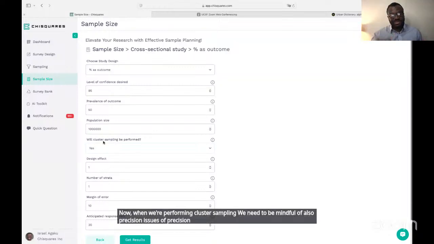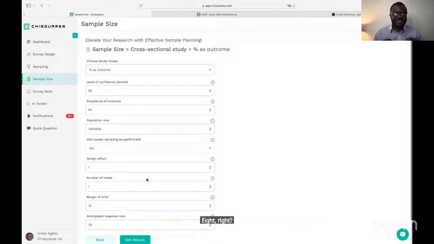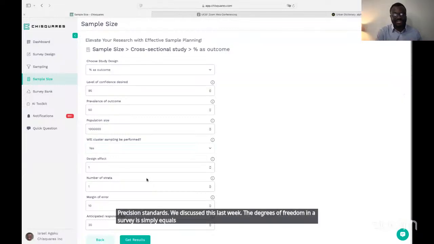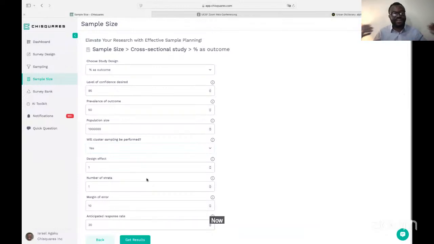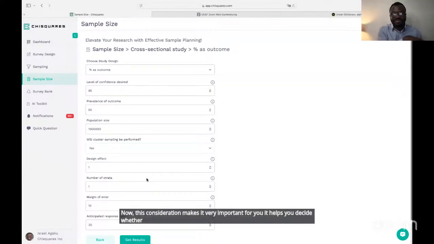The considerations about cluster sampling are important because your study should have degrees of freedom of at least 8, based on NCHS precision standards. We discussed this last week. The degrees of freedom in the survey simply equals the number of clusters minus the number of strata. This consideration helps you decide whether the people you want to study should be a cluster or should be the population as defined by you.